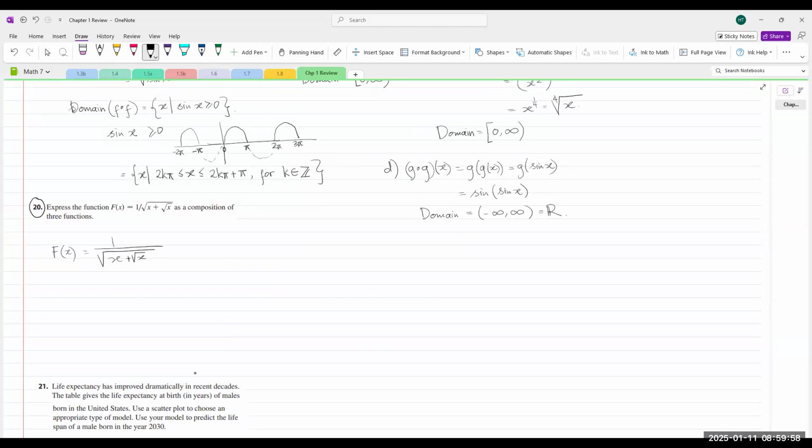Let's decompose this into three functions. I can say this is actually 1 over something, right? Let's call this 1 over g(x).